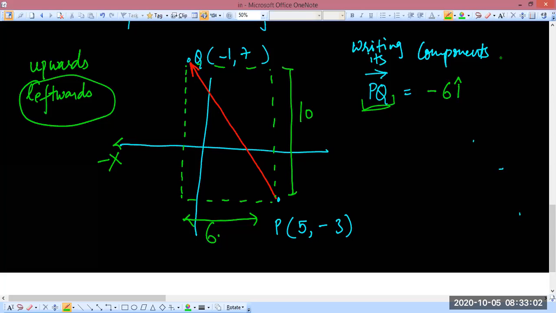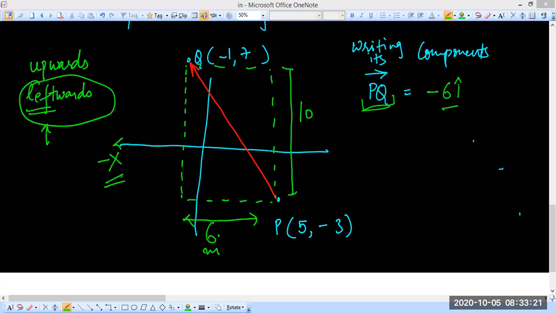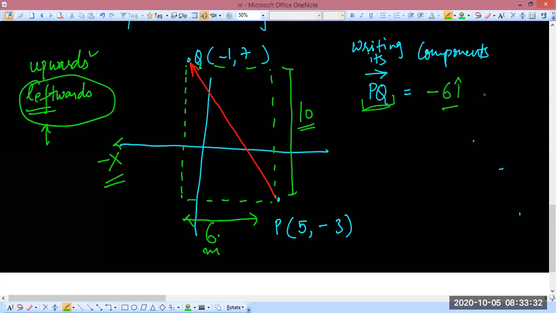Did you understand my technique? No, Ayush, it is wrong. I repeat, 6 in horizontal, so I wrote 6 i caret, but then it's going leftwards. Left is negative x, so minus 6 i caret. Then here 10. This is 10 going upwards, so plus 10 j caret. Clear? So this is your final answer.